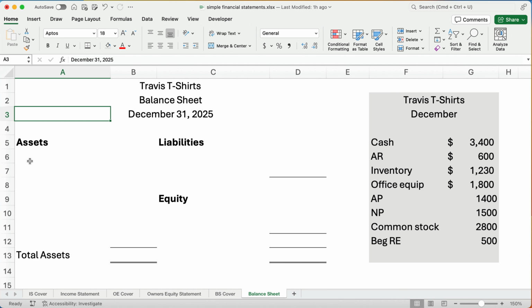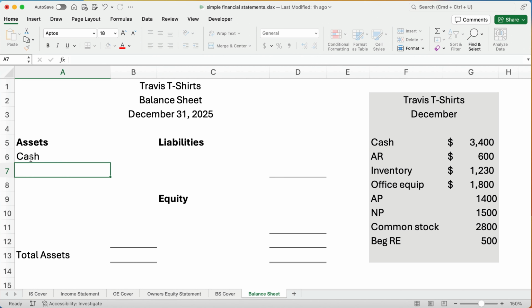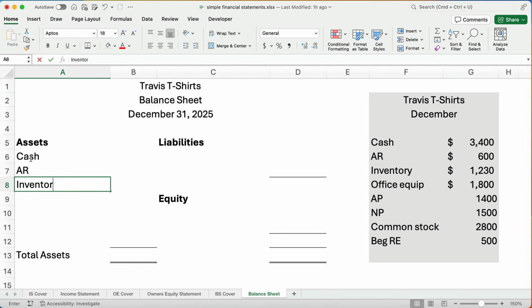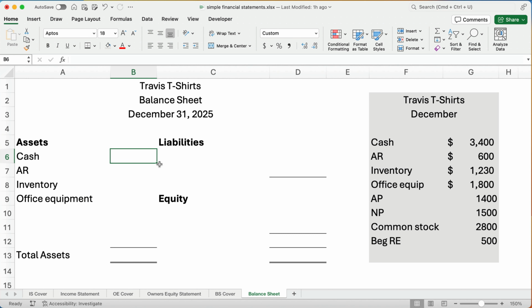So we're going to list all our assets. We have cash, accounts receivable, inventory, and office equipment. I can abbreviate accounts receivable AR. All right, we know what cash is. Cash is anytime we have a bank account, a checking account, actual currency, that would all be cash. Accounts receivable is the right to receive cash, so that's an asset that's valuable.